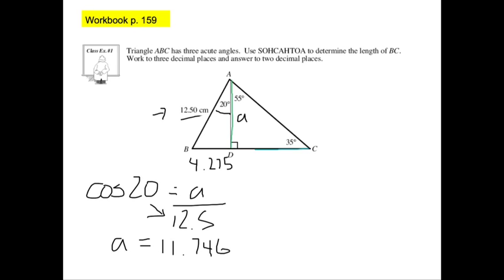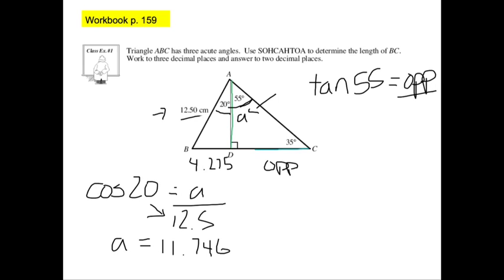Last but not least, of course, we want to find ultimately DC. We do have a side now because of that A. We do have a couple angles. Now, I'm going to use tan. I'm going to say that this is, of course, your opposite because we're going to use the angle 55 right here. We have our adjacent, and all we need to do is find that opposite. Okay, so it's going to be tan 55 is equal to your opposite over your adjacent, which is 11.746.